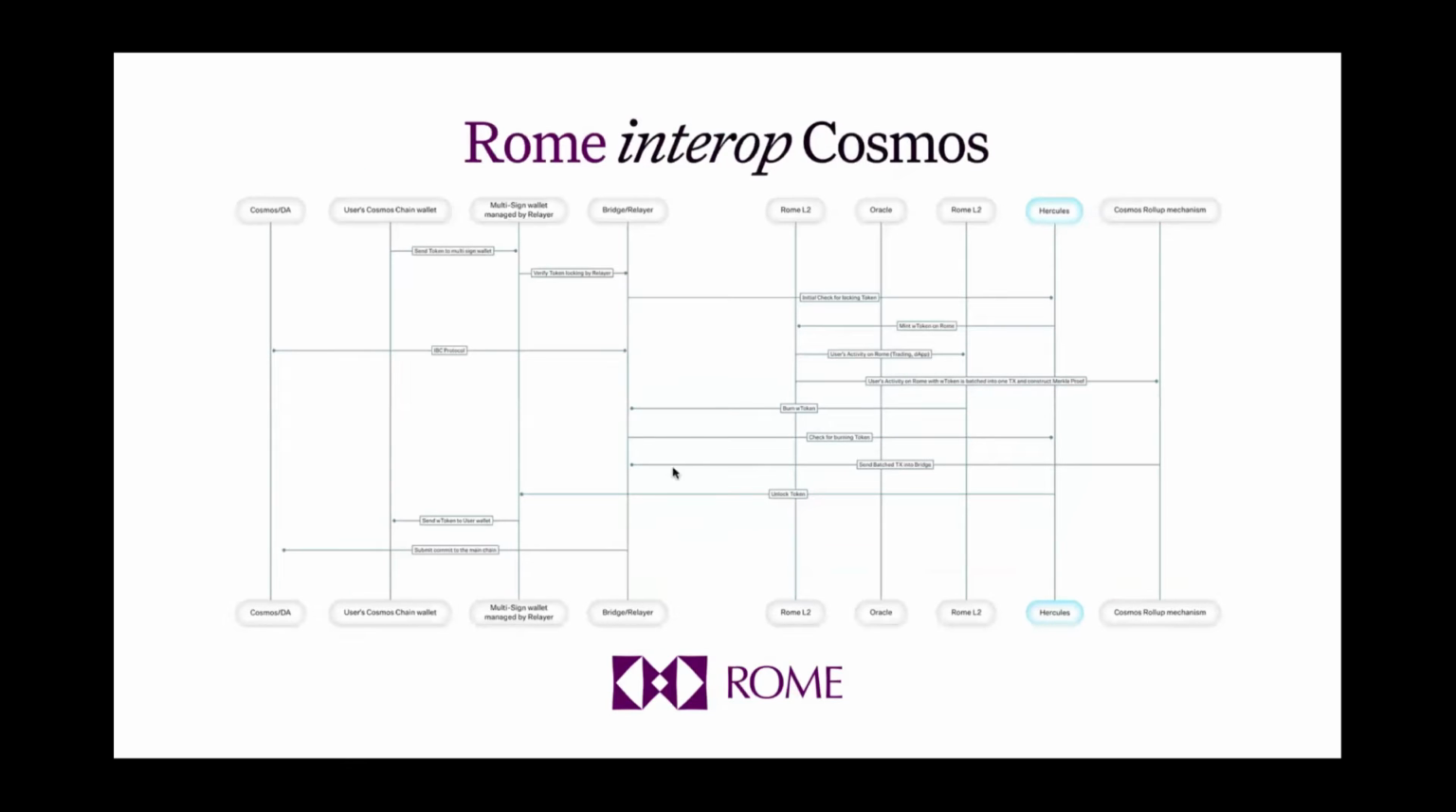It is the same architecture as Bitcoin, where there is a multi-sig wallet managed by a relayer, and the minting and bridging function happens between all these transactions, and then users get back the amount via the IBC protocol.